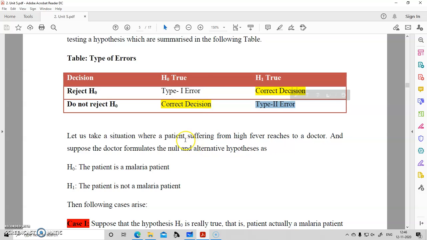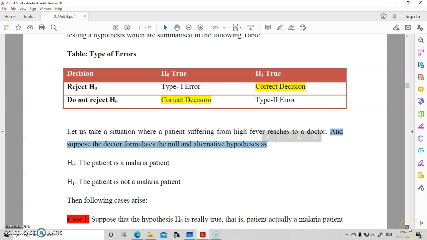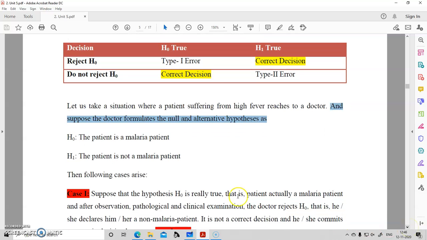So let us take a situation. We will see one example to explain type 2 error. Let us take a situation where a patient suffering from high fever reaches a doctor. That person is having high fever and he is going to the doctor. Suppose the doctor formulates the null hypothesis and an alternative hypothesis. What is H naught? The patient is a malaria patient, just by looking at his symptoms. The alternative hypothesis is that the patient is not a malaria patient.